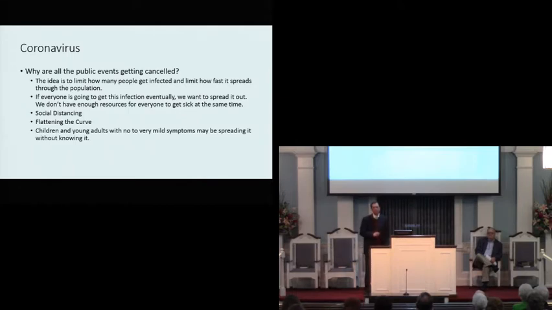And the idea is to limit how many people get infected and how fast it spreads through the population. There's some thought that eventually this is going to move through our population across the country, that we cannot stop it from moving through our citizens. But what we want to do is limit how fast it does that. If we don't have enough resources for everybody to get sick at the same time, we need to spread it out.